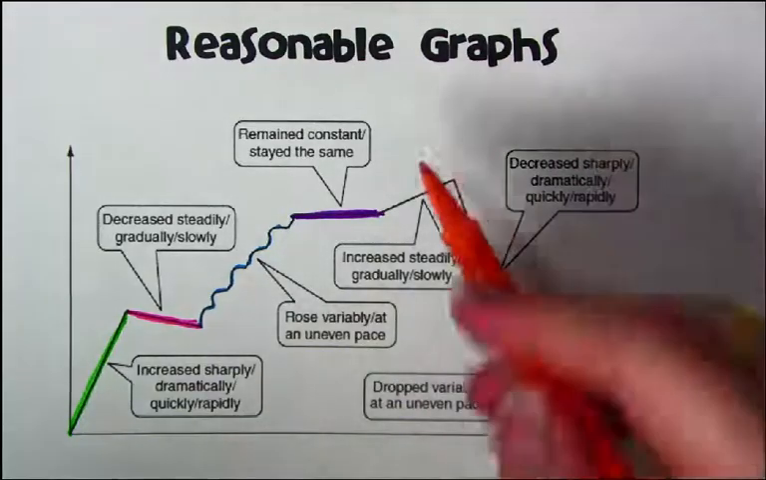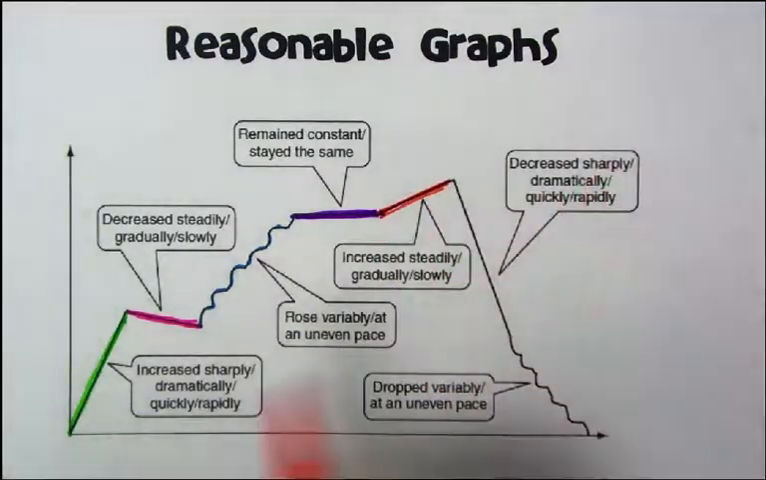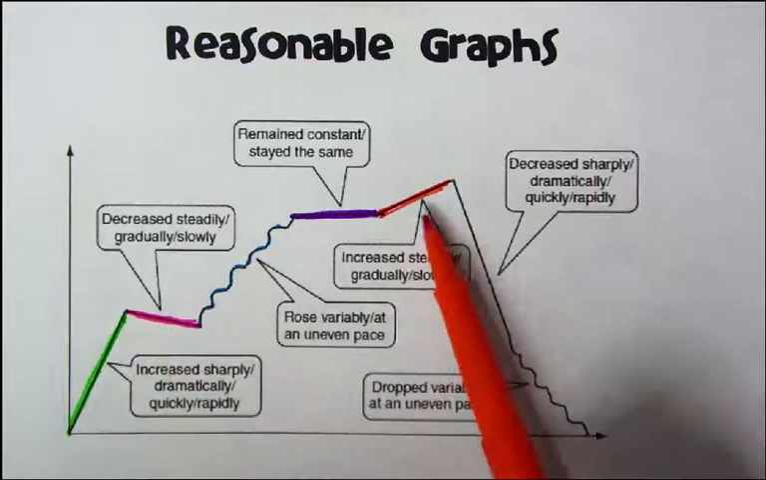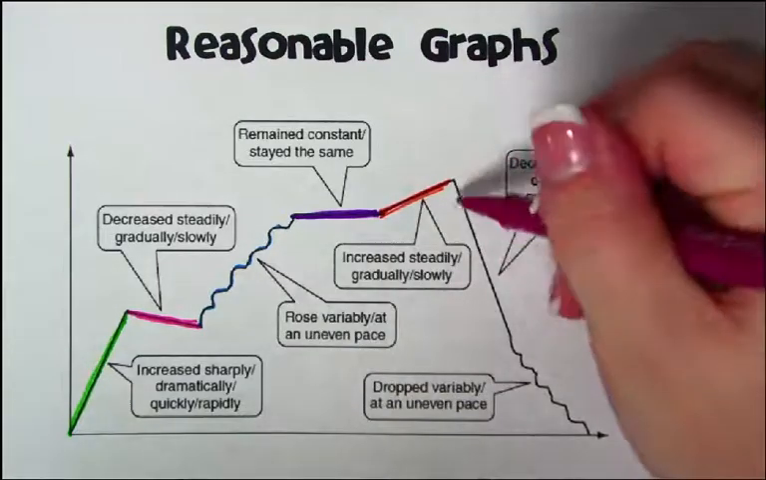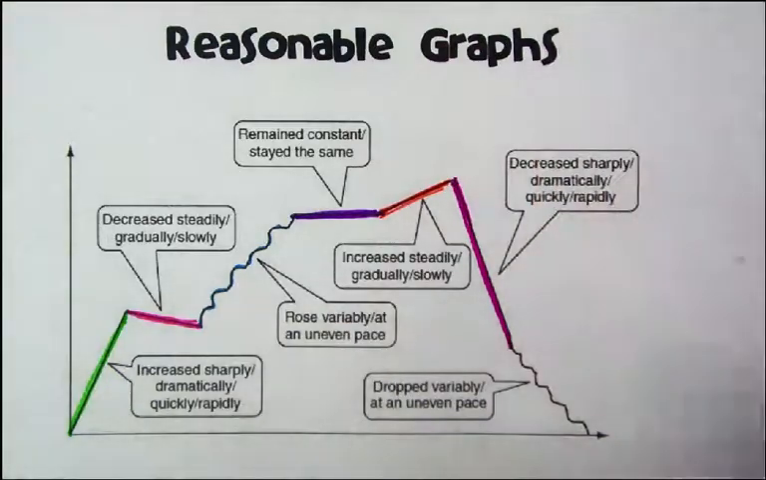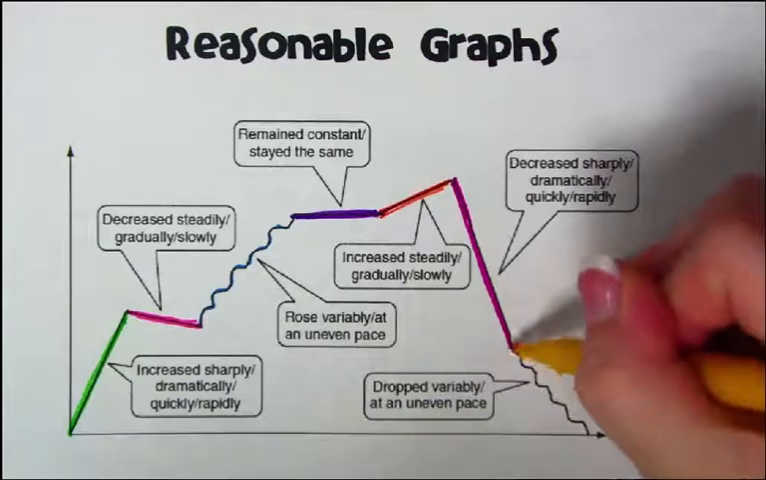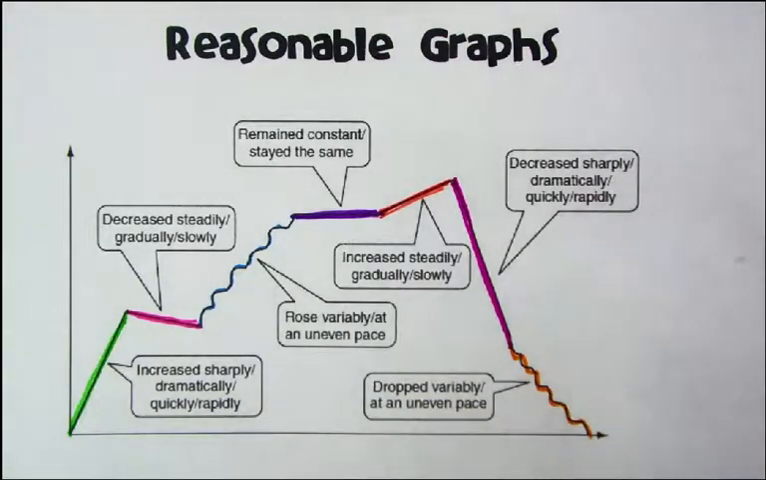Then we have this less steep increasing line. So this is kind of like the decreasing steadily, except now we are increasing steadily or gradually or slowly. Then we could have a very sharp decreasing line. So that means that it decreases sharply. And then finally, we have the uneven decrease. So we're decreasing at a variable rate. It's not even, it's kind of all over the place.